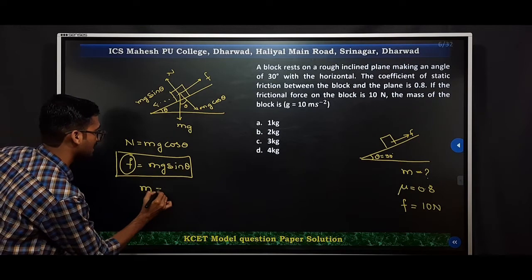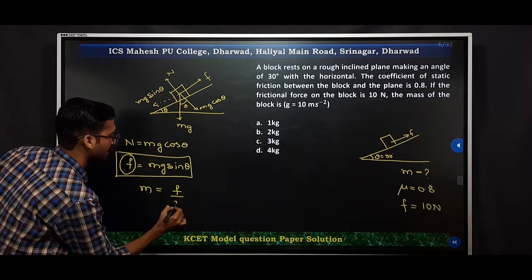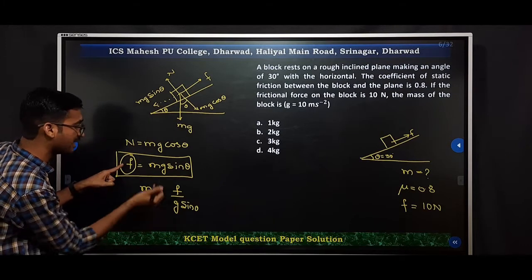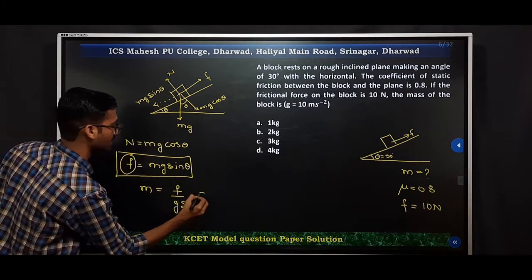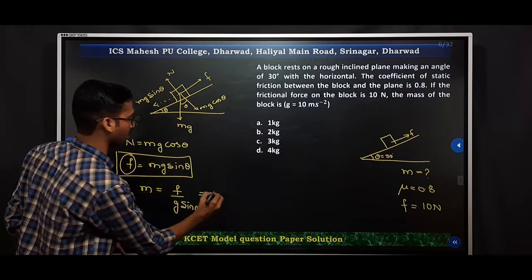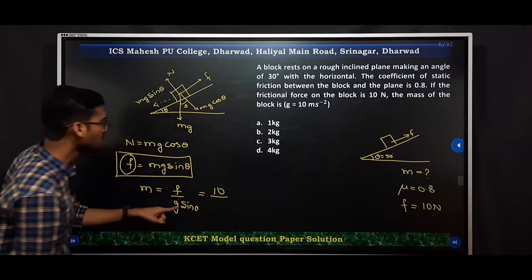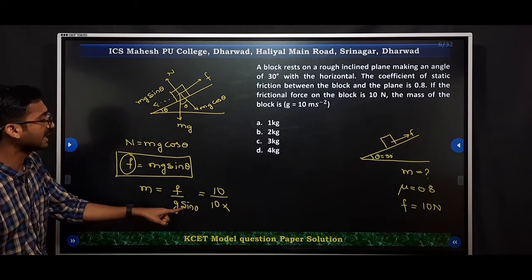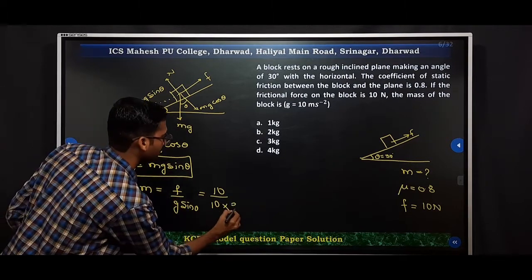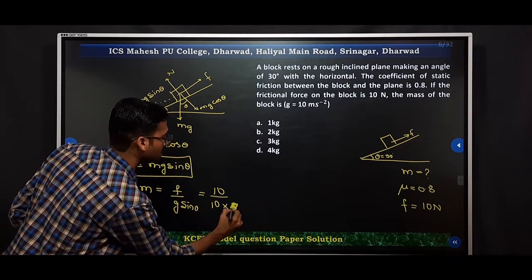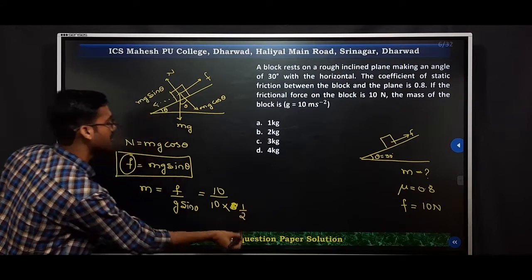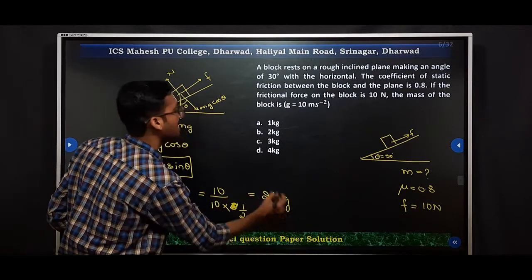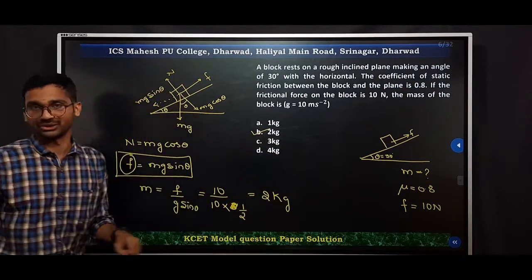Therefore, m is equal to f divided by g into sine of 30. What is f here? 10 divided by g, which is how much now? 10, into sine of how much here? It's 30. Sine 30 is how much now? It is 1 by 2. Therefore, it goes to the numerator. So, what is the answer? That is 2 kg is the answer for the given question.